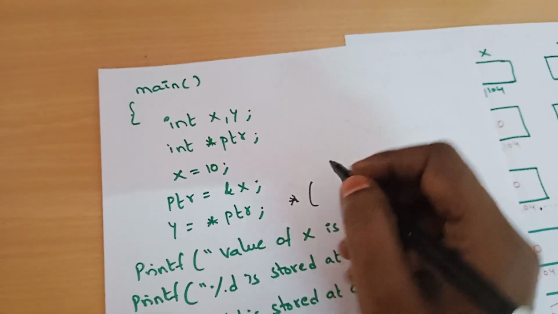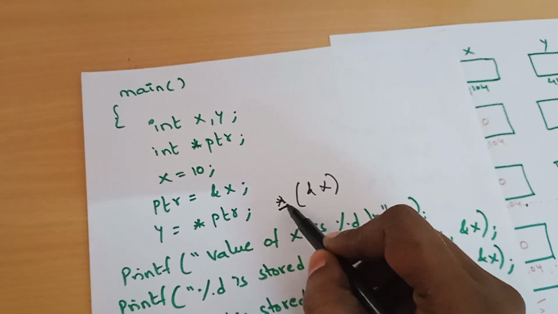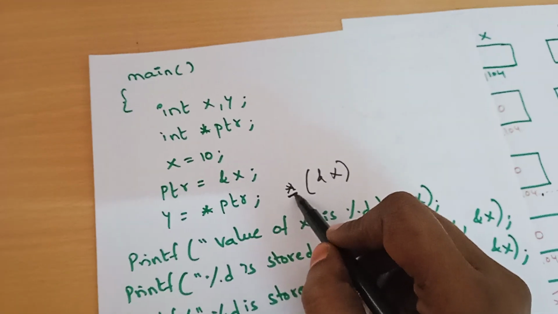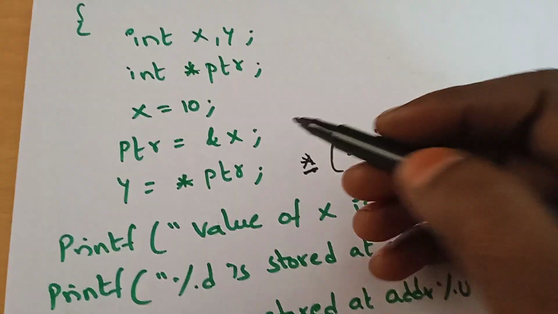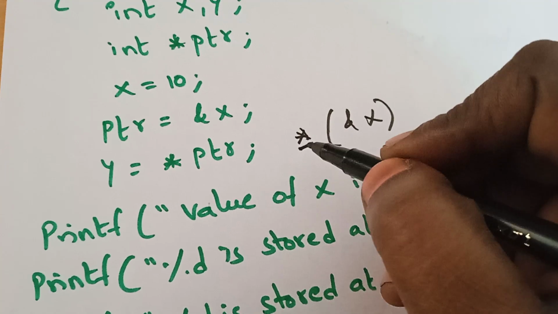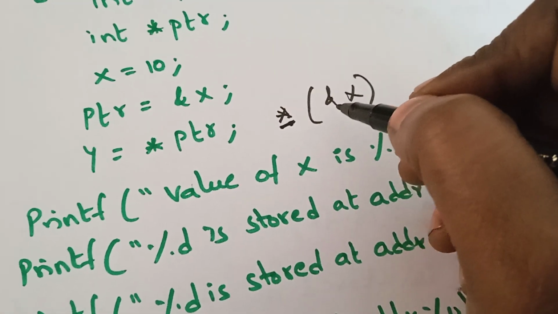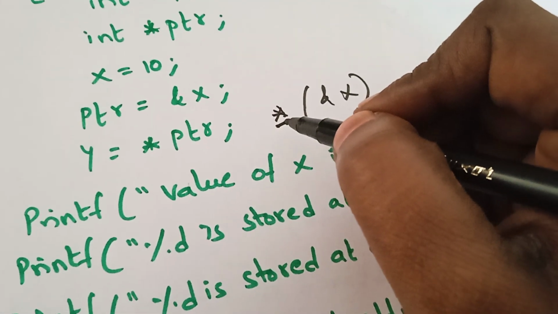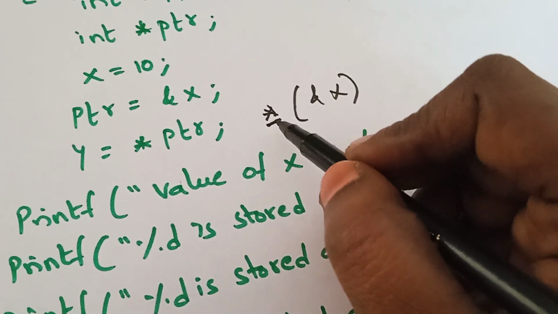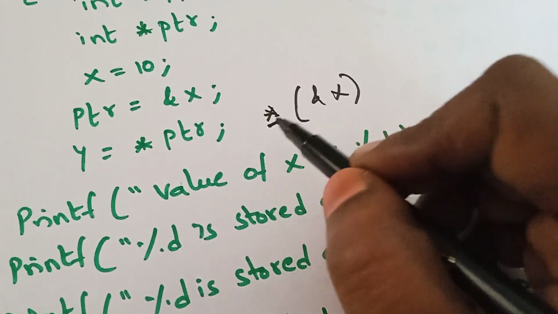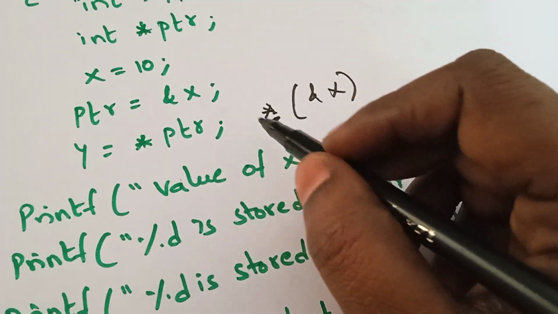*ptr is what? Address of x. This one is called the indirection operator, the asterisk symbol. This is the asterisk we use, and it is the indirection operator. And this is the address operator. This is the indirection operator, and this one is the address operator. Now, the indirection operator will direct us to take the value, or look up the value, using this.